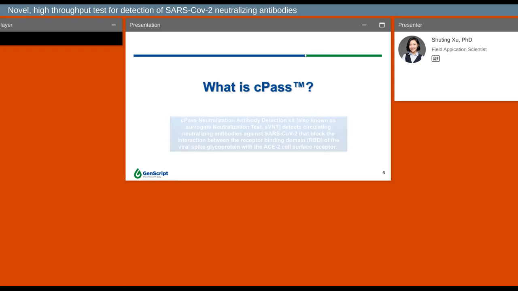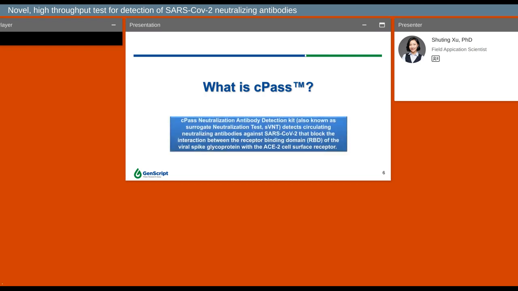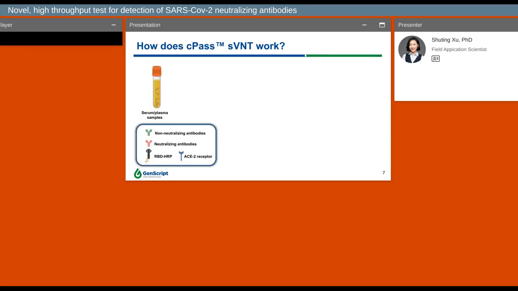So what is cPass? What can cPass do? cPass Neutralization Antibody Detection Kit, also known as SVNT, detects the circulating neutralizing antibodies against SARS-CoV-2 that block the interaction between the receptor binding domain, as we know RBD domain, of the S protein with the ACE2 receptor.